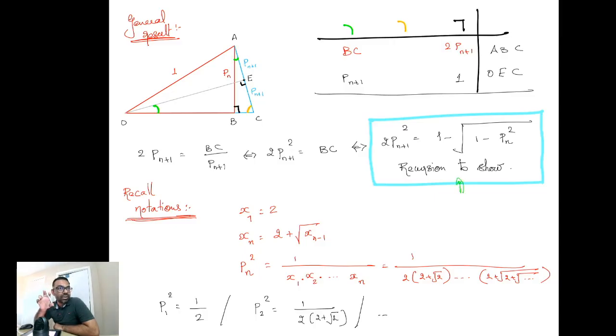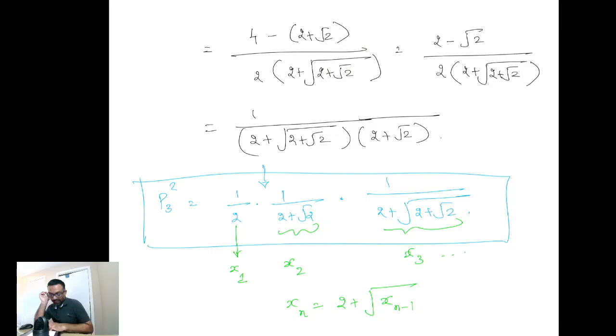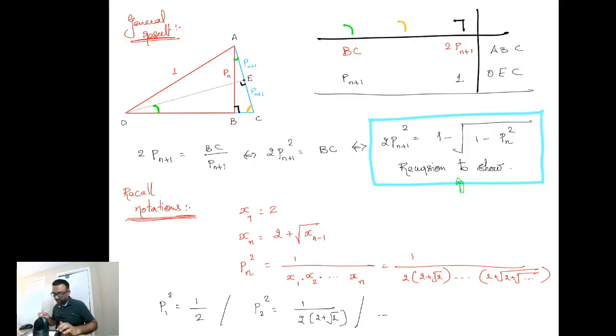Towards this recursion, what am I going to understand? I'm going to say that x1 is equal to 2, xn is equal to 2 plus root of xn minus 1, like what I had shown on the previous page. And clearly from here, what do you see? P3 square can be written as 1 by x1 into x2 into x3. Like that, Pn square will be the product of 1 by x1, x2, x3 all the way up to xn, right? So the general form will be Pn square is 1 by x1 into x2 into x3 all the way up to xn, which is straightforward.